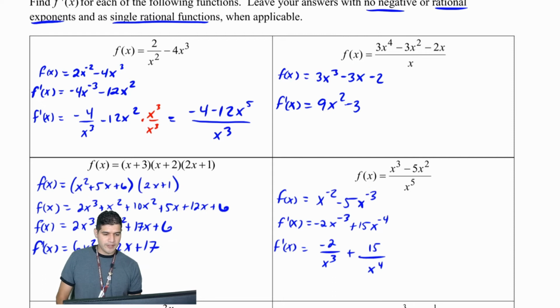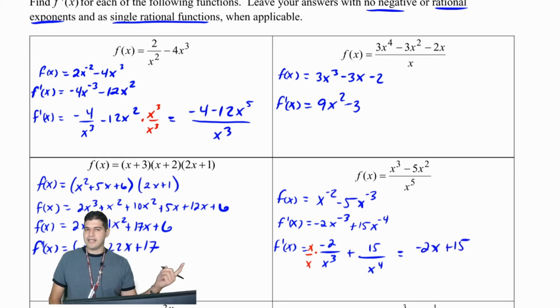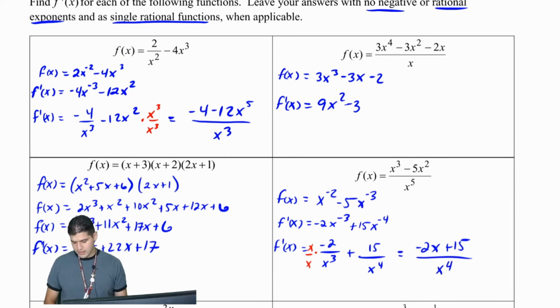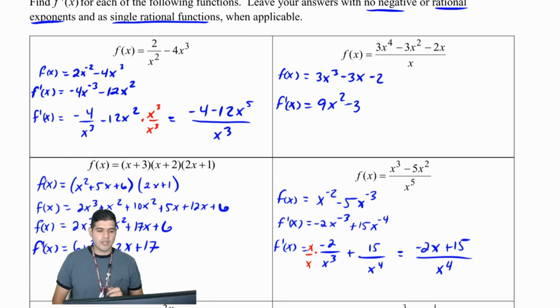So my first one, if I can make that x to the fourth, then I'll have a common denominator. So I'll multiply it by x over x. And so my next result would be negative 2 times x, so negative 2x plus 15. I didn't multiply my second fraction by anything. All over x to the fourth. And there, now it's all going to work out.